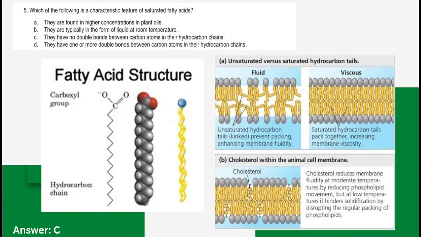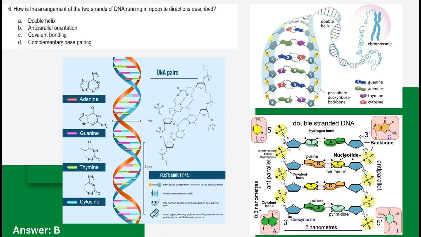Okay, now let's go to question number 6. How is the arrangement of two strands of DNA running in opposite directions described? Okay, so first choice is A double helix, B anti-parallel orientation, C covalent bonding, D complementary base pairing. Okay, the answer here is letter B, anti-parallel orientation.